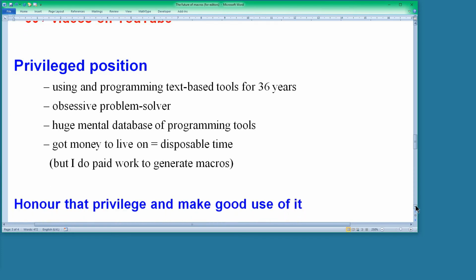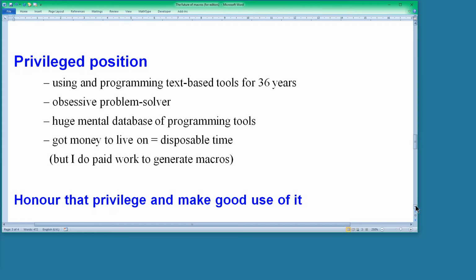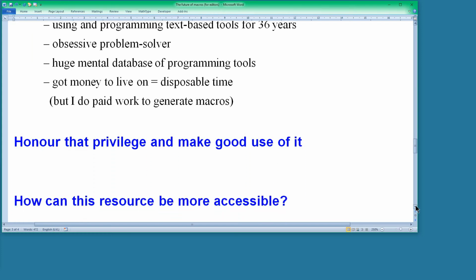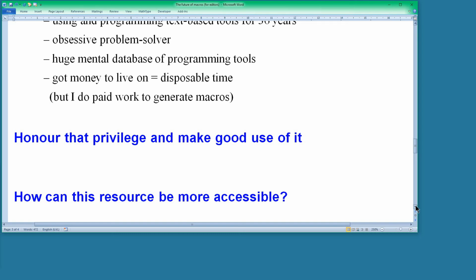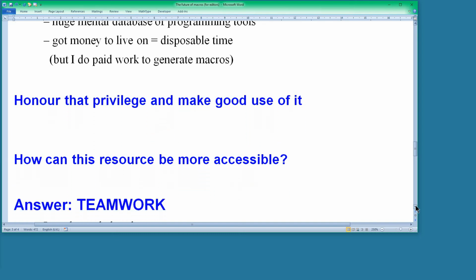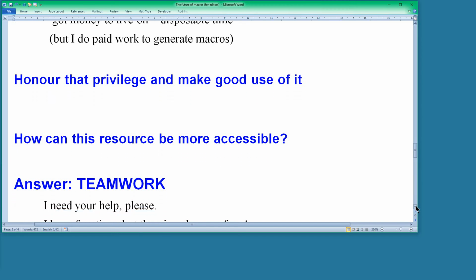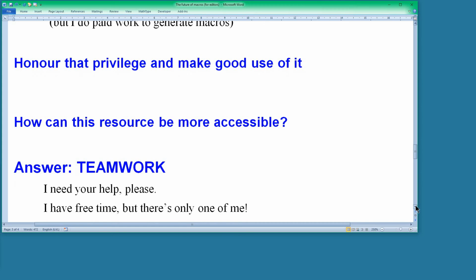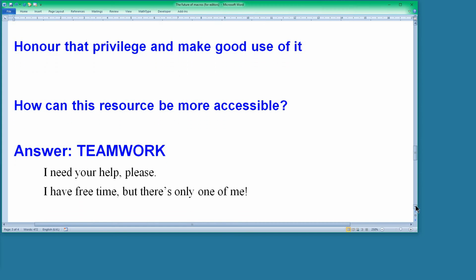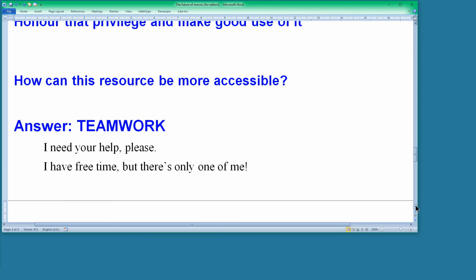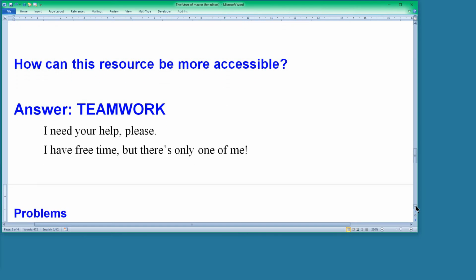So how am I going to honour that privilege and make good use of it? How can this resource be made more accessible to people? And the answer for me, from my point of view, is teamwork. I need your help, please. I've got free time, but there's only one of me, and I've therefore only got a limited amount of time.